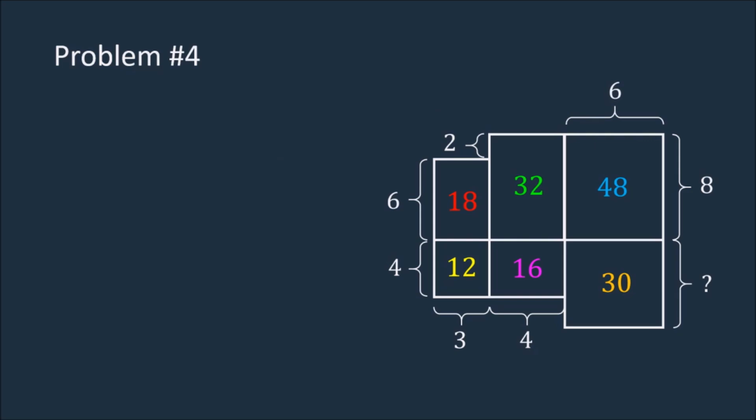Let's consider the last rectangle with area 30. Again, base times height, so we have 6 times our mystery number, divide both sides by 6, and we get that the number in question is equal to 5.